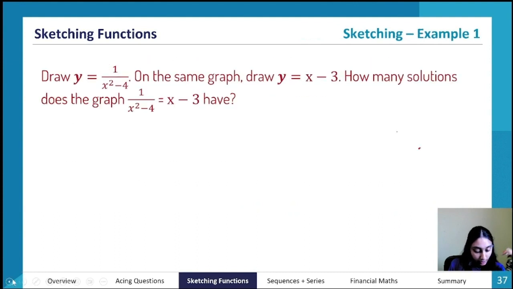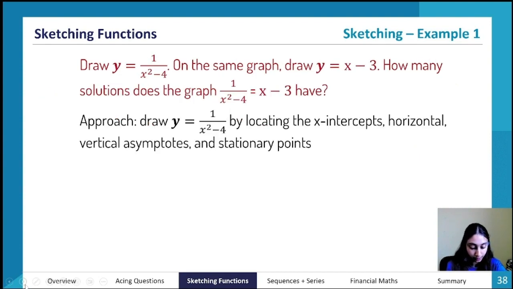Cool. Okay, I'm going to give everyone a sec to do this question because it's a really nice question. So draw y is equal to 1 on x squared minus 4. On the same graph, draw y is equal to x minus 3. How many solutions does 1 on x squared minus 4 equal to x minus 3 have? Okay, I'm going to give you 30 seconds. Actually, no, I'm going to give you like 10 seconds and then you can pause the video. Awesome. Let's take a look.